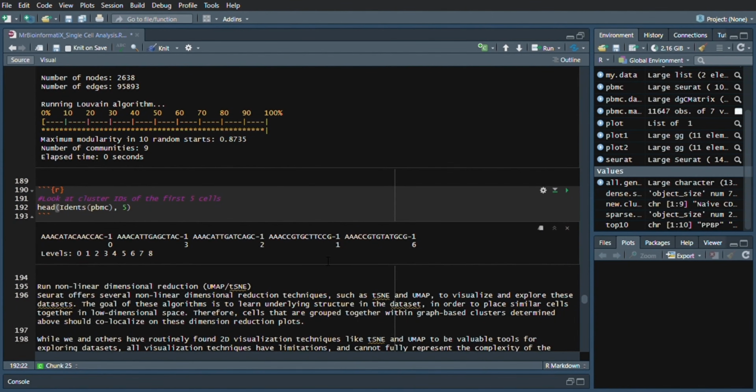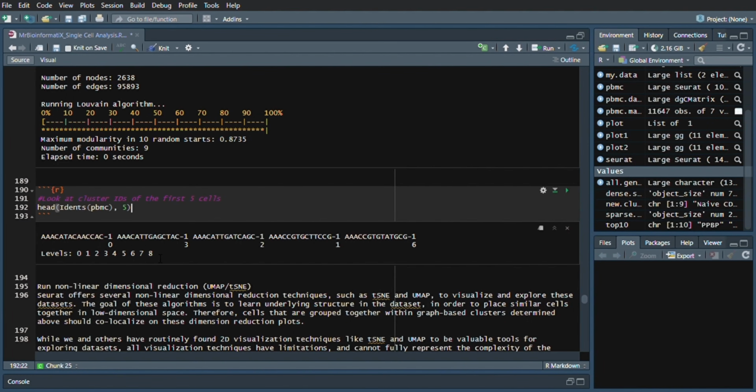As you can see, we have 5 cells, 1, 2, 3, 4, 5, and we have numbers 0, 3, 2, 1, 6. The output lists the possible cluster IDs, which range from 0 to 8. This means that we have 9 clusters in total, same as we said. Now let's run nonlinear dimensional reduction using UMAP.